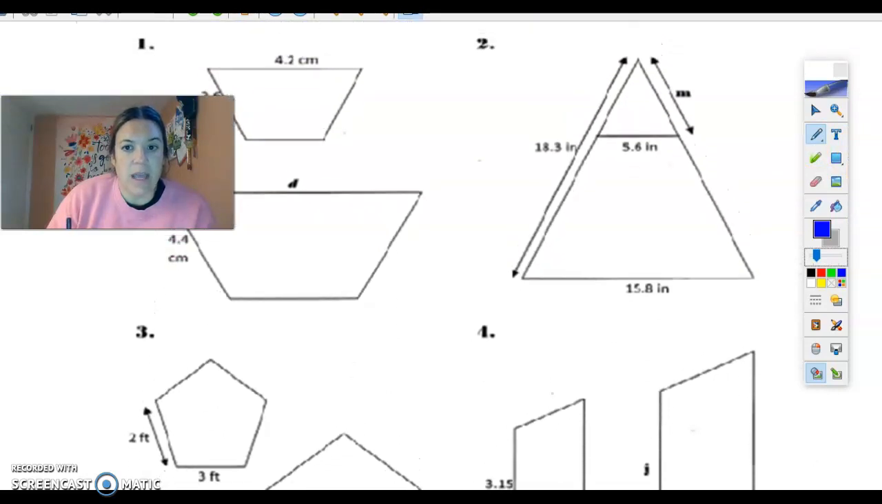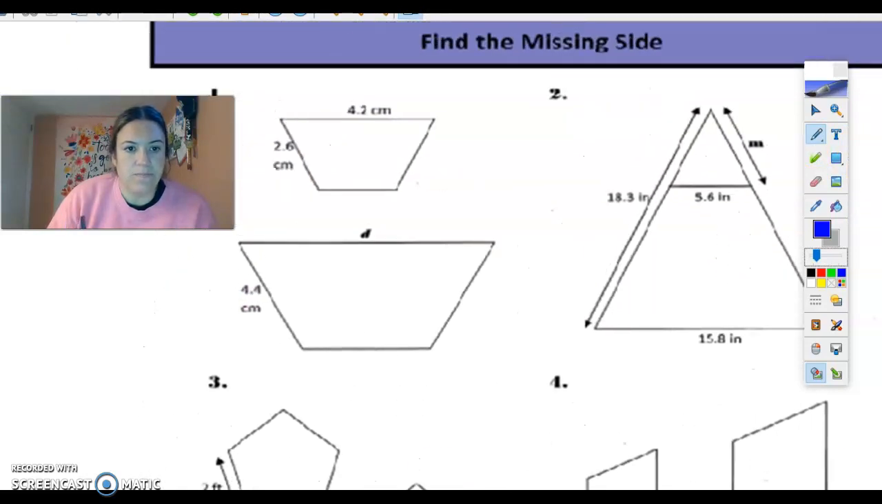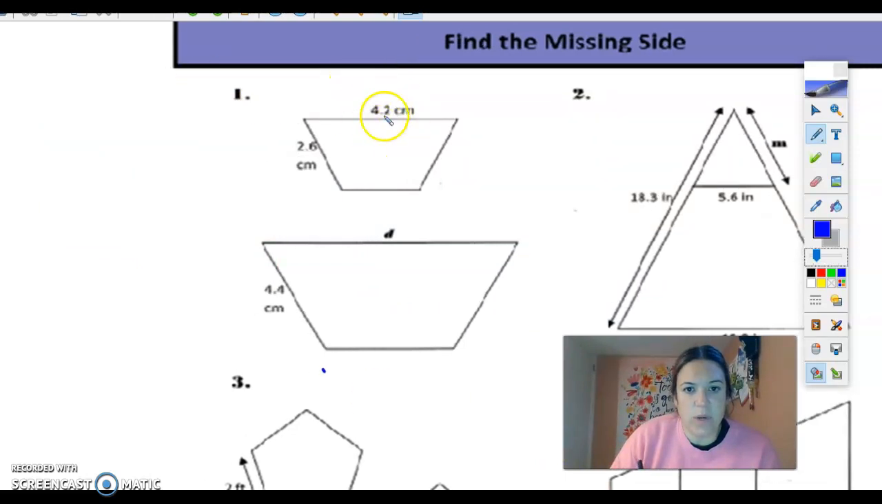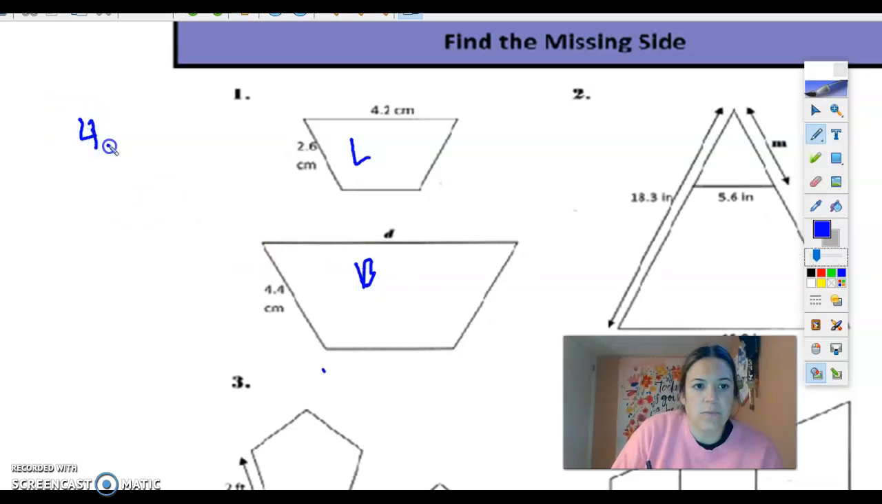All right, so let's look at problem number 1 here. So let's see if I can get my face out of the way. There we go. All right, so number 1, this 4.2 goes with the D, and the 2.6 matches up with the 4.4. So I'm going to set up my proportion as 4.2 over D, because I got to have that D in there. And then the 2.6 has to go on top because I already put my small number, my little shape on the top. And that goes with 4.4.